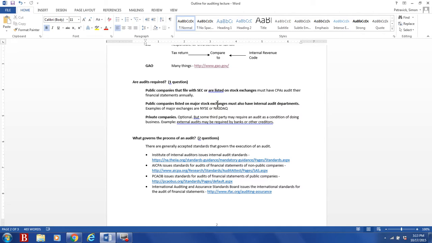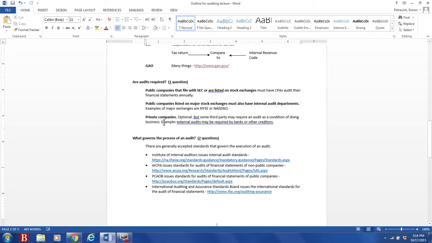If you are a public company and your stock is listed on a major exchange, examples would be the New York Stock Exchange or the NASDAQ Stock Exchange. One of the requirements of being listed on that exchange is that you have an internal audit department. So in many large companies, it's very, very common to see internal audit departments.